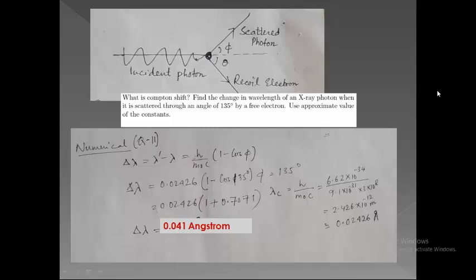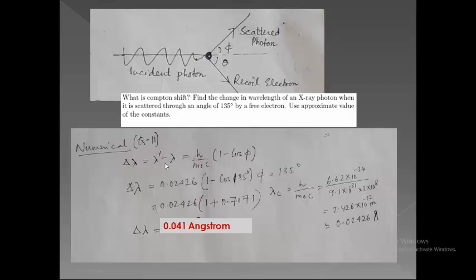Next we move to numerical number 11 from your question bank. What is Compton shift, if anyone asks you? Compton shift is the difference between the scattered wavelength and the incident wavelength. Lambda dash minus lambda is called Compton shift. Simple definition. Now with this there is a numerical.